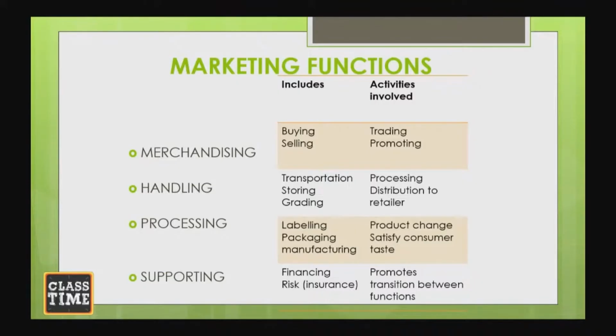Then we look at processing. When you're processing a good, you look at labeling a good, packaging, manufacturing a good, and this normally involves satisfying what the customer wants, right? And lastly, supporting. Supporting leads to finances, standardizations, risks, and assessment. Now, what it entails is how the item flows smoothly from the production line to a consumer. That's what we link to supporting.